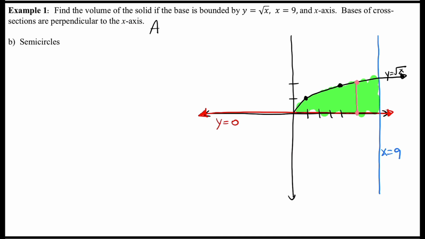So what's the area of a semicircle? The area of a whole circle is pi r squared, right? And a semicircle is just half of that. So you can divide that by 2, or you can just say half of it. Either one is okay.